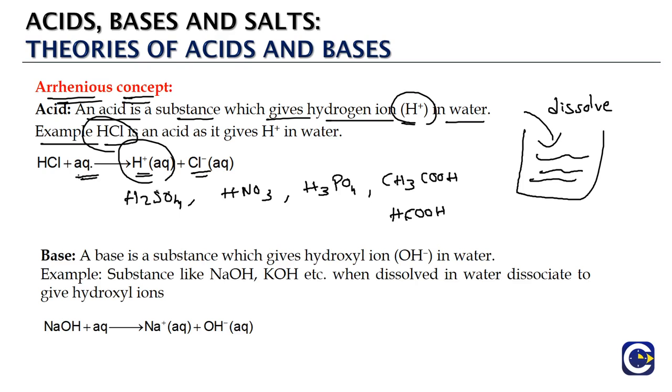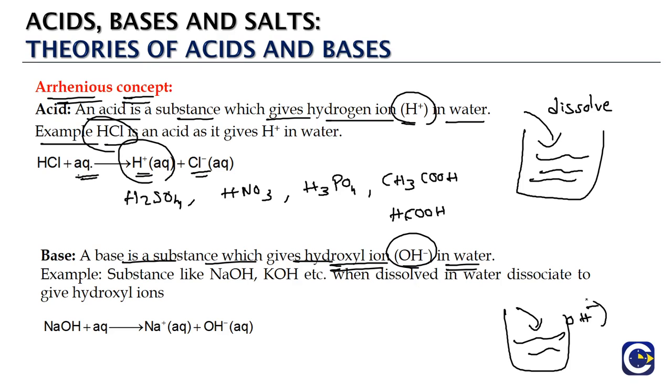Now, a base is a substance which gives hydroxyl ions. Hydroxyl ions are basically OH- ions. So bases give hydroxyl ions when they are dissolved in water. In the same way, if we dissolve a substance in water and it gives OH- ions, we call that substance a base as per the Arrhenius concept. Compounds like sodium hydroxide and potassium hydroxide give OH- ions, hydroxyl ions, when dissolved in water.